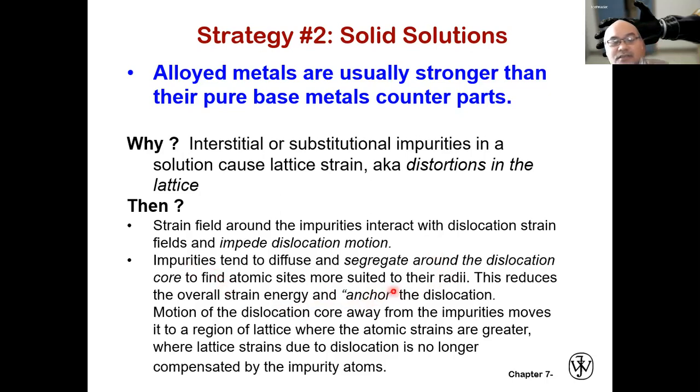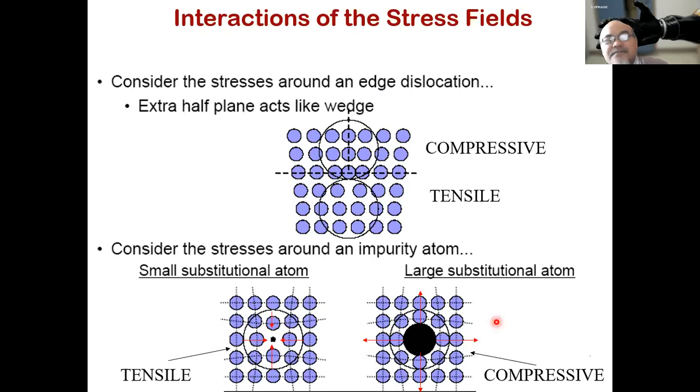Motion of the dislocation core away from the impurities moves it to a region of lattice where the atomic strains are greater, where lattice strains due to dislocation are no longer compensated by the impurity atom. And so, move this away from the impurities, it will move to a region of lattice where the atomic strains are greater. So it is just being prevented from moving the dislocation.